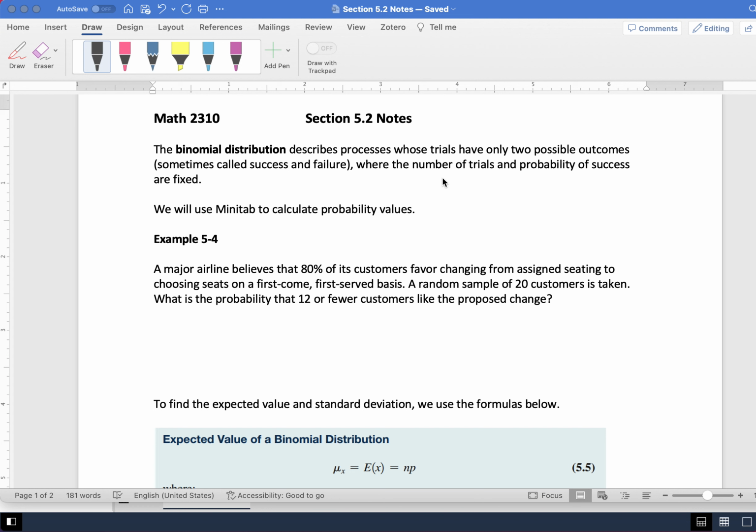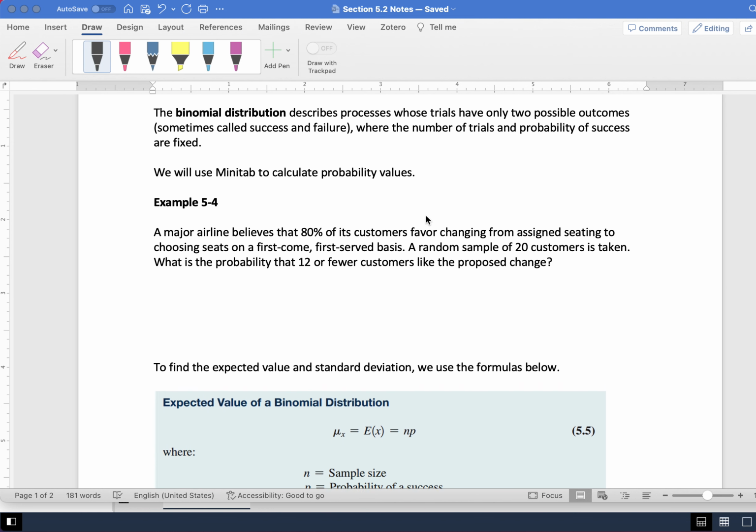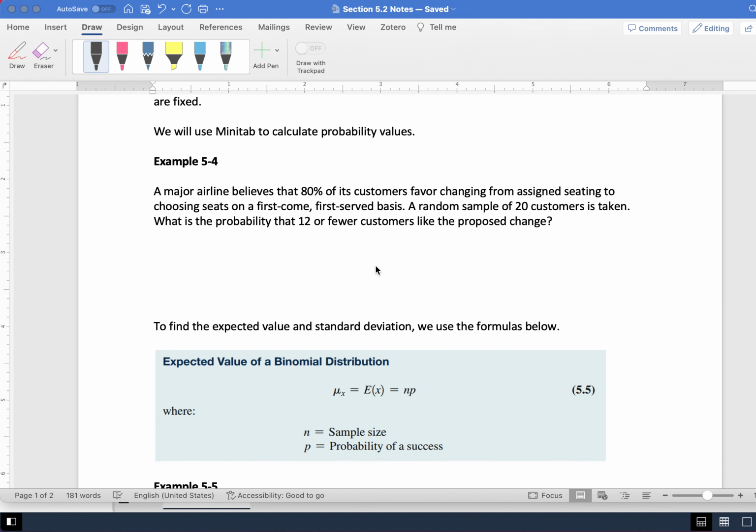The number of trials and probability of success are fixed, and they are given to you in the problems. We're going to use Minitab to calculate probability values for these. So let's look at example 5.4. A major airline believes that 80% of its customers favor changing from assigned seating to choosing seats on a first-come, first-served basis. A random sample of 20 customers is taken. What is the probability that 12 or fewer customers like the proposed change?